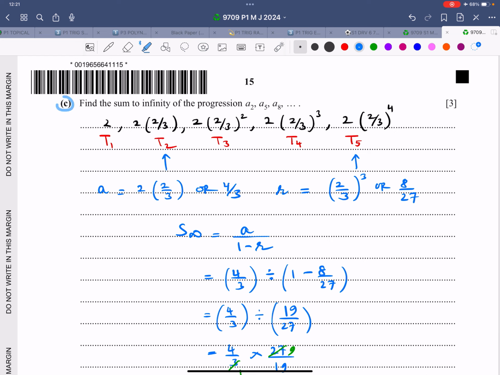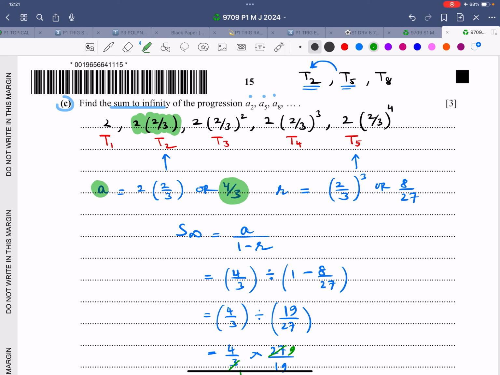That is, find the sum to infinity of the progression A2, A5, A8. What does it mean? We need the second term, the fifth term, the eighth term. Therefore, the new common ratio is fifth divided by second. So I wrote down a few terms. This is first, second, third, fourth, fifth. Now my focus is on this: that is 2 and 2/3. That is my first term. That comes out to be 4/3.